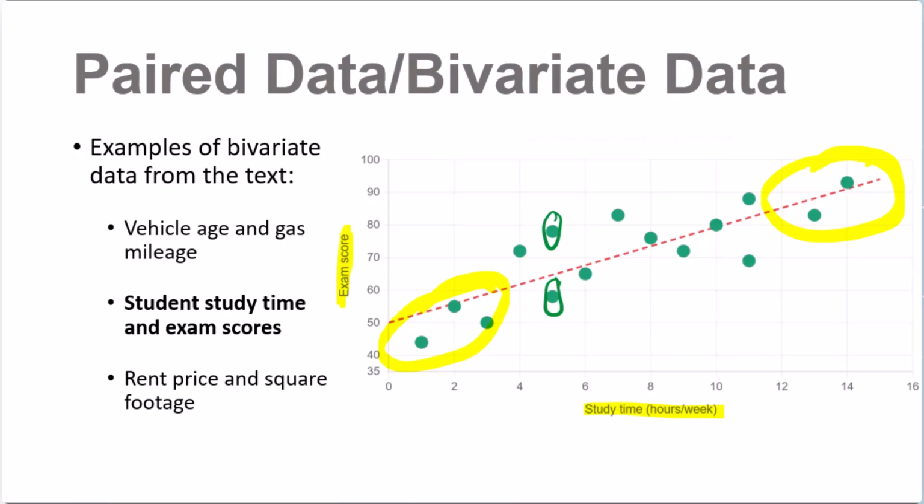Or similarly, we have two students with roughly the same test score. It looks like about 72 on this test.